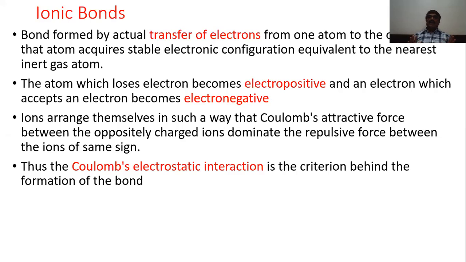So in this way we can define, if it is asked to define what is an ionic bond in a single sentence, we can say: the bond formed by the actual transfer of electrons from one atom to the other, so that the atoms acquire a stable electronic configuration equivalent to the nearest inert gas atom, is called an ionic bond. The ionic bond is produced due to transfer of electron, by which the atoms acquire a stable electronic configuration equivalent to their nearest inert gas atom. Such bonds are called ionic bonds, and the crystals are called ionic crystals.